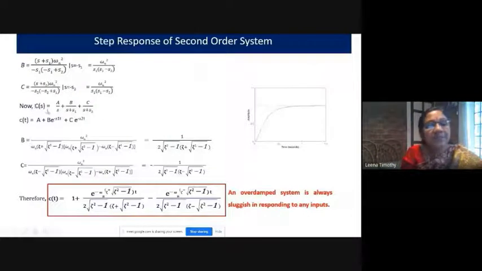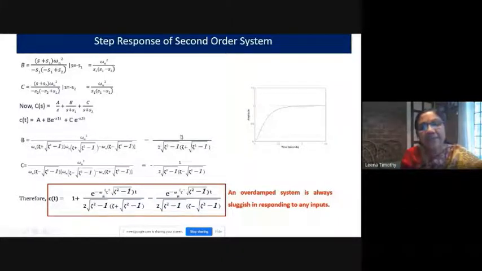Now, C of S is equal to A of S plus B divided by S plus S1 plus C by S plus S2. So C of T, inverse Laplace transform, A is equal to A, 1 by S plus B into e raised to minus S1T plus e raised to minus S2T. Now B is equal to, what is B? Omega n square divided by S1 into S1 minus S2. So you have to substitute that equation.